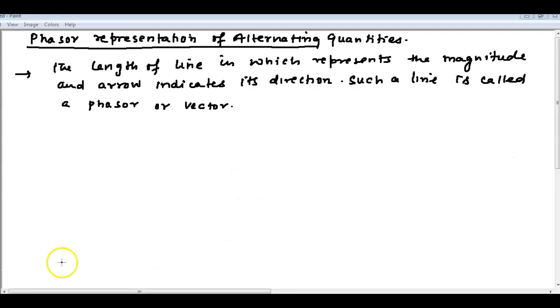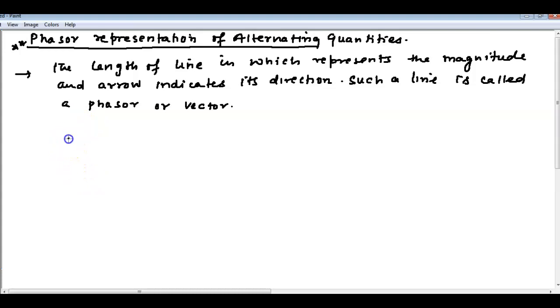Now we will discuss the phasor representation of an alternating quantity. This is very basic, so keep it in mind. The length of the line represents the magnitude and the arrow indicates its direction. Such a line is called a phasor or vector. We already studied this in the 10th class. A vector is a physical quantity which has both magnitude and direction, right? This topic is important while solving problems, but it won't be asked directly in the examination. But we should know what is happening.